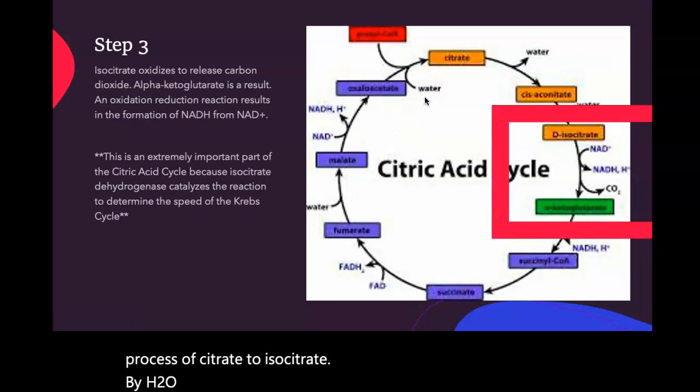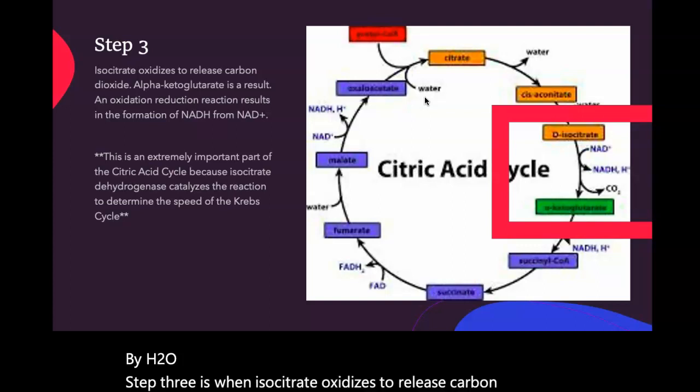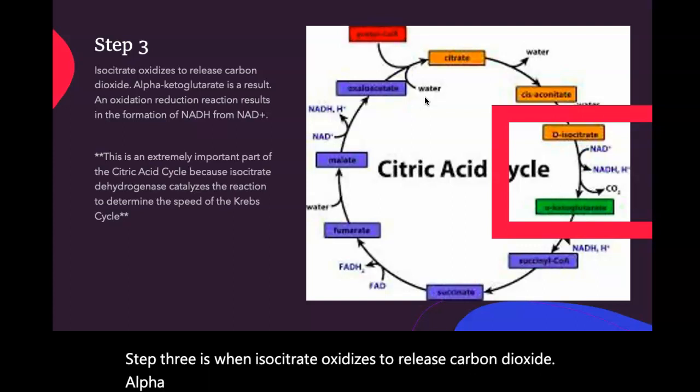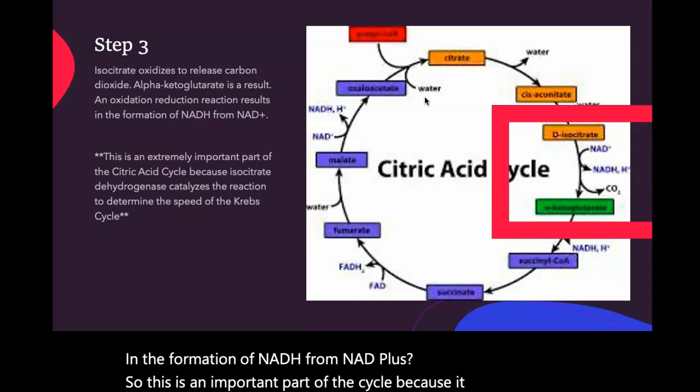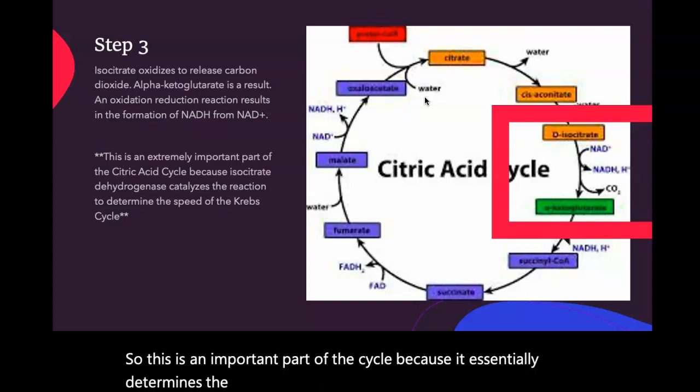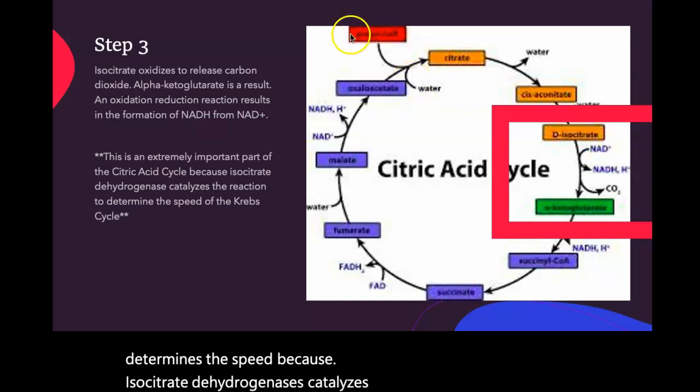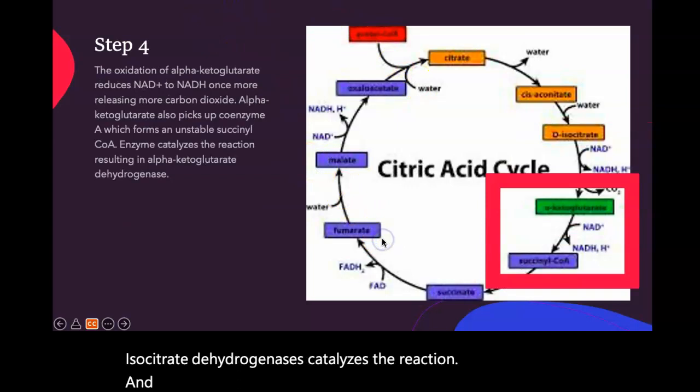Step 3 is when isocitrate oxidizes to release carbon dioxide. Alpha ketoglutarate is a result of that, and an oxidation reduction reaction results in the formation of NADH from NAD+. So this is an important part of the cycle because it essentially determines the speed, because isocitrate dehydrogenase catalyzes the reaction, and that determines the speed.